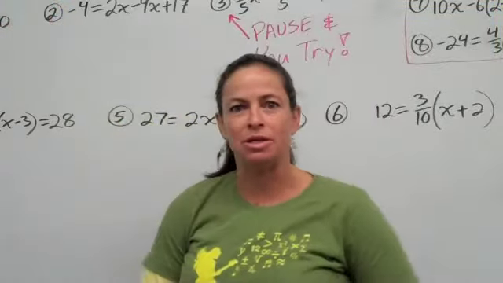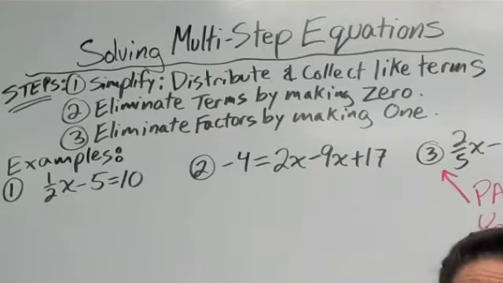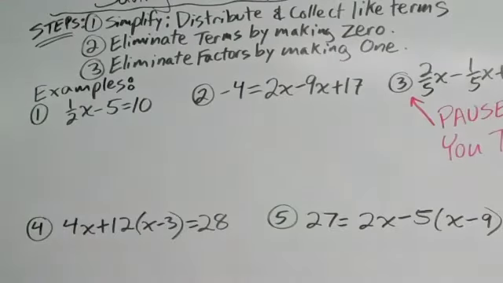We've got our steps already written down. Simplify is the first one, which means use the distributive property and then collect like terms. So basically simplify each side of the expression. 2, we have eliminate terms by making 0. And 3, eliminate factors by making a 1. So let's try out our first problem.